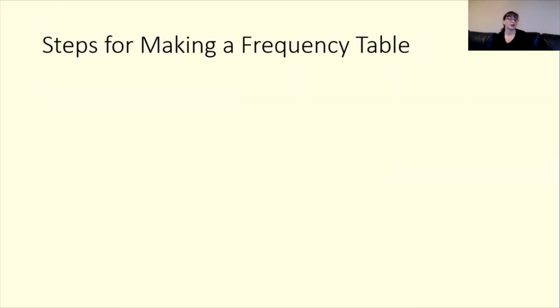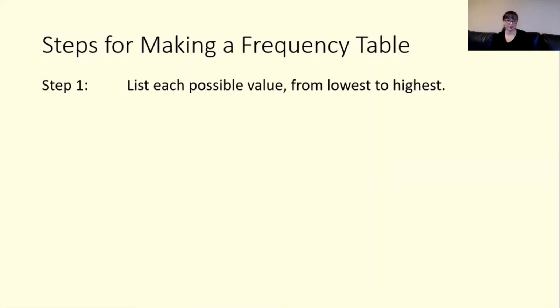We're going to have 4 steps for making a frequency table. We'll walk through these steps and then we'll go step by step with an example. For step 1, we're going to list each possible value from lowest to highest. It's important that we list each possible value, not just the values that we have in our data set, but each possible value for our measurement. We'll get to that again in just a little bit.